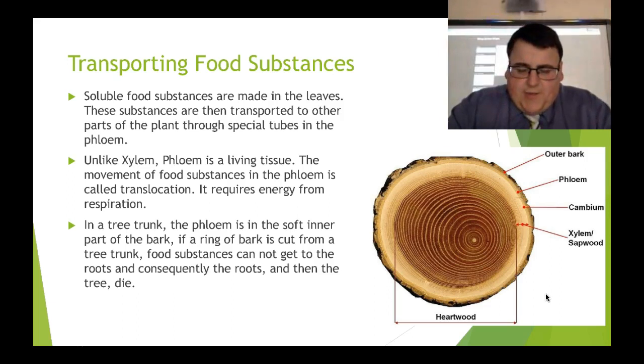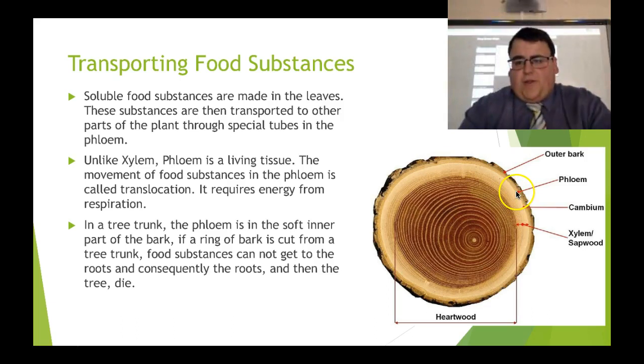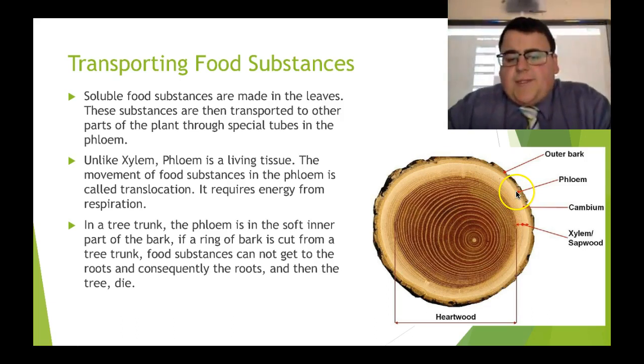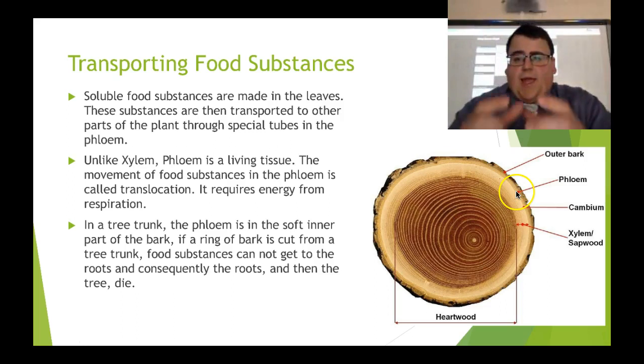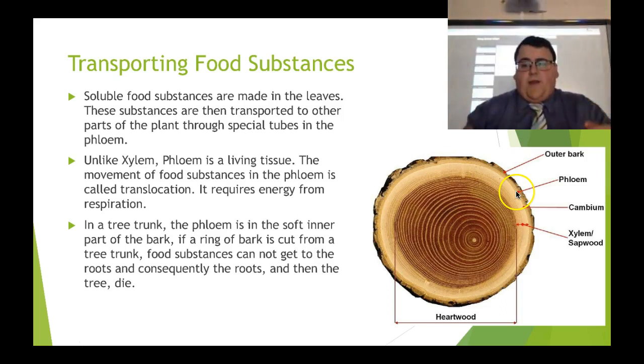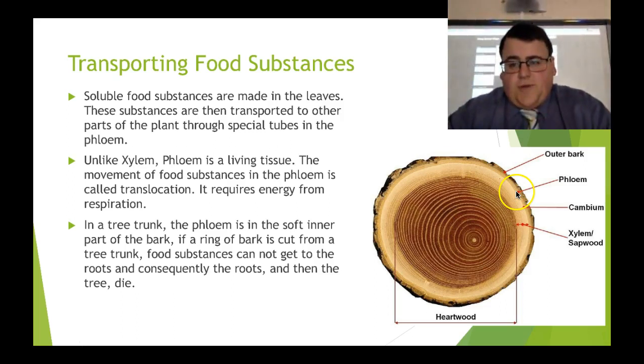In a tree trunk, and this is important to talk about, the phloem is the soft inner part of the bark. So you'll have the phloem inside here of a tree. Therefore, if a ring of bark is cut from a tree trunk, so you cut a perfect circle around the tree trunk, food substances can't get to the roots, the roots can't get any energy, therefore the roots die, which makes the whole tree die. So you could potentially kill a tree just by making a deep enough ring around the outside of the tree's trunk.